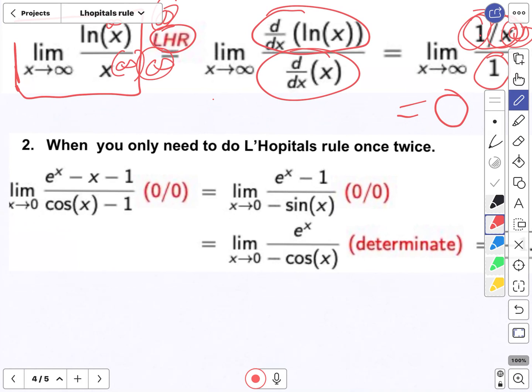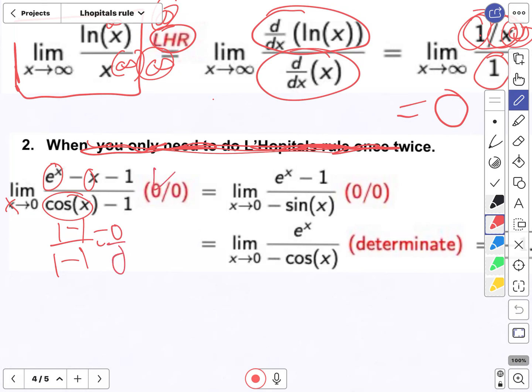So let's look at another one. So this one here, sometimes you have to do L'Hopital's rule more than once. And this is an example where you have to use it more than once. So we've got a limit here. x is approaching 0, and e to the x minus 1 over cos x minus 1. And I should double check that that is right. e to the 0 is 1, minus 0 minus 1. So that's 1 minus 1 on the top. The bottom, cos of 0 is 1, minus 1. So that is, in fact, 0 over 0. Okay, I've got that. So now I can apply L'Hopital's rule.